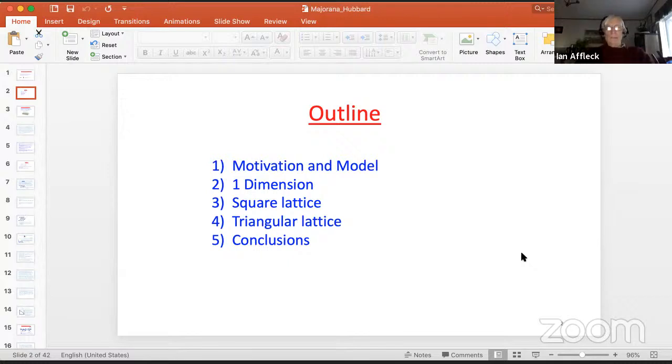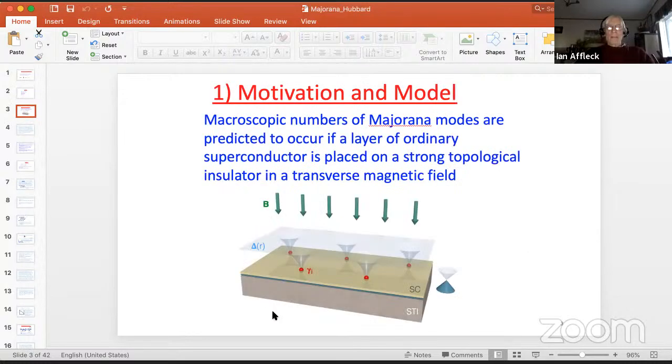Motivation and model. A macroscopic number of Majorana modes are predicted to occur if a layer of ordinary superconductor is placed on a strong topological insulator in a transverse magnetic field. So there's a diagram illustrating that. Every vortex has a Majorana in its core.